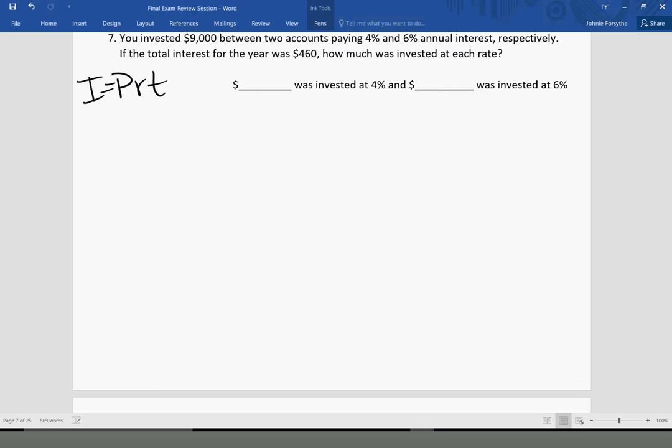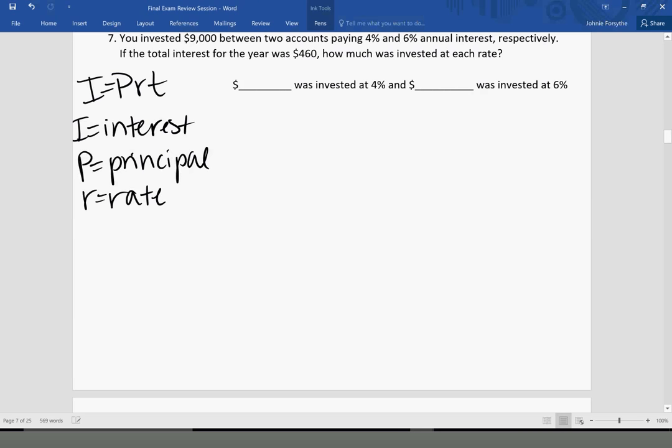If the total interest for the year was $460, how much was invested at each rate? All right. So remember, the I equals PRT, or the PERT formula. I represents your amount in interest. P is your principal, or what you invest. R is the rate, and T is time in years.